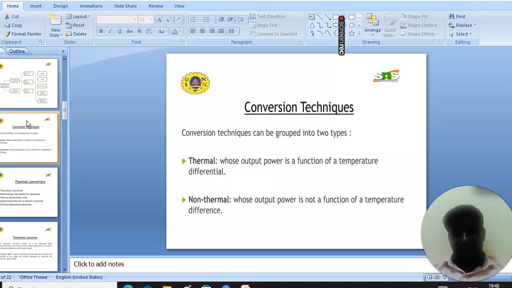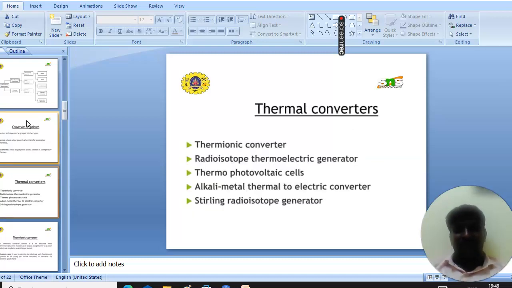Next, we will see the conversion techniques. The conversion techniques can be grouped into two types. First one, thermal, whose power output is a function of a temperature differential. The next is non-thermal, whose power output is not a function of temperature difference. Thermal converters consist of many types, namely thermionic converter, radioisotope thermoelectric generator, thermophotovoltaic cells, alkali metal thermal to electric converter, and Stirling radioisotope generator.